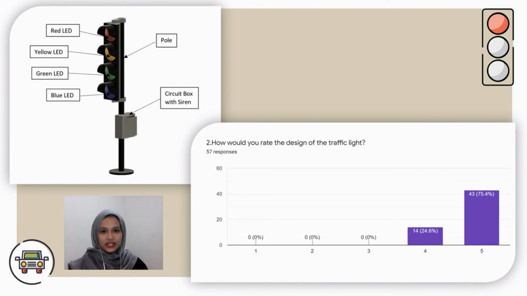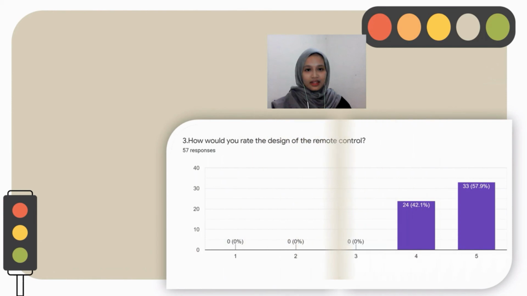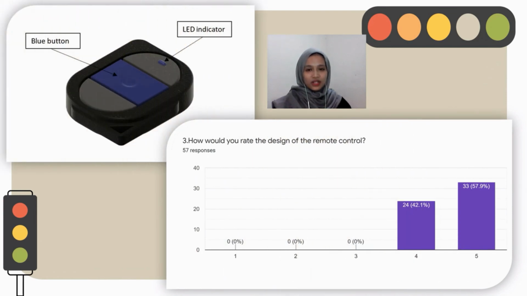For the next question, we asked how would they rate the design of the traffic light, where we had included this picture of our design in the survey. And as you can see from the respondents' answers, this design received an excellent rating. Next, to correlate with the previous questions, we also asked the respondents to rate the design of the remote control for the previous traffic light. From the bar graph, we can see that this is an excellent design as the respondents rate it with the scale 4 to 5.